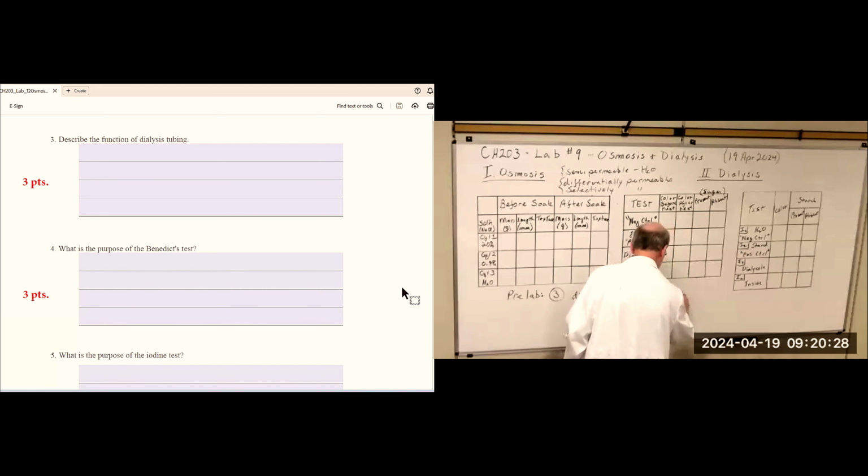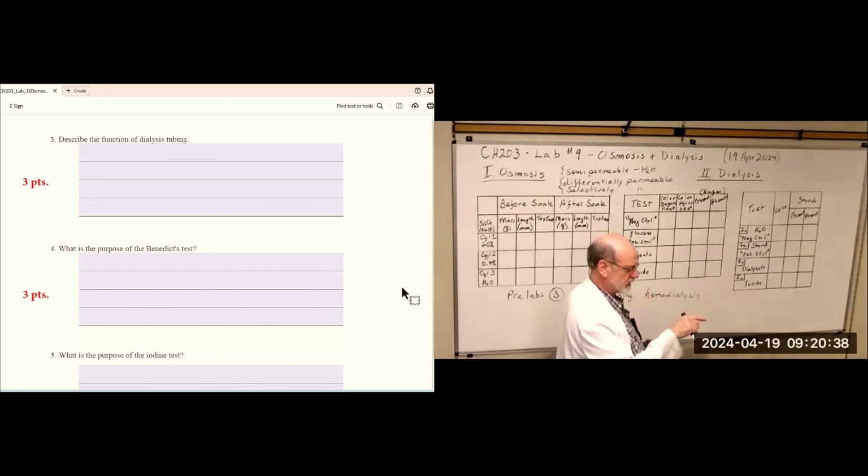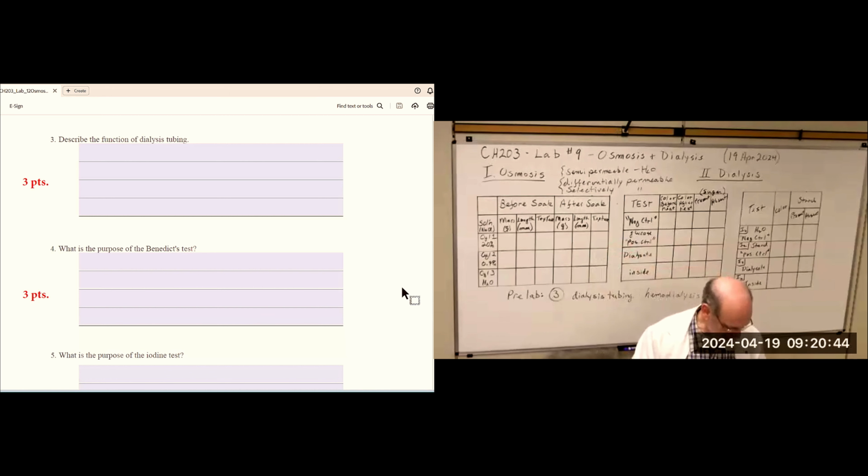Oops. It's not a Y, it's an I. Dialysis, hemodialysis, in which the blood is pumped through the tubing, and then the toxins cross the membrane into the external solution, the dialysate. Okay.